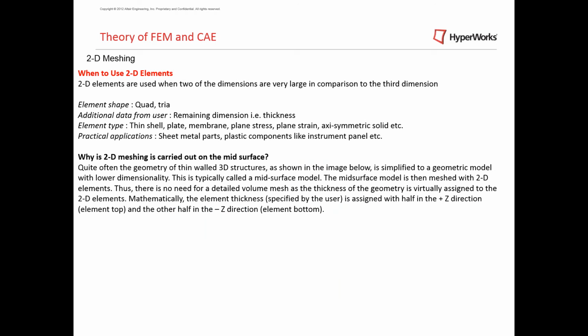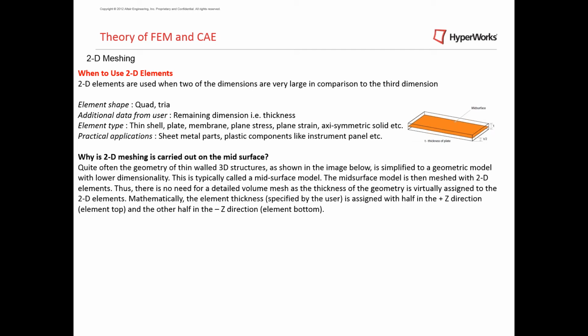When to use 2D elements? 2D elements are used when two of the dimensions are very large compared to the third one. Element shape is quad, tria. Additional data from the user is the remaining dimension, that is the thickness. Element types are thin shell, plate, membrane, plane stress, plane strain, axisymmetric solid, etc. Practical applications are sheet metal parts, plastic components like instrument panels.